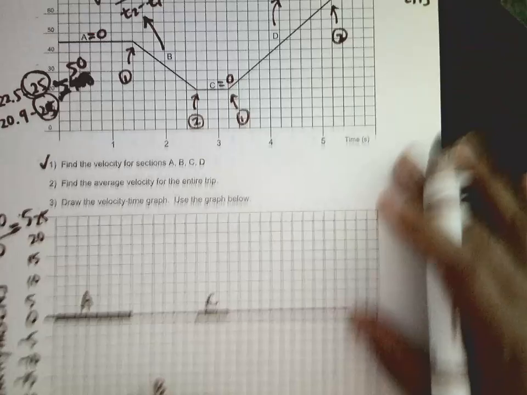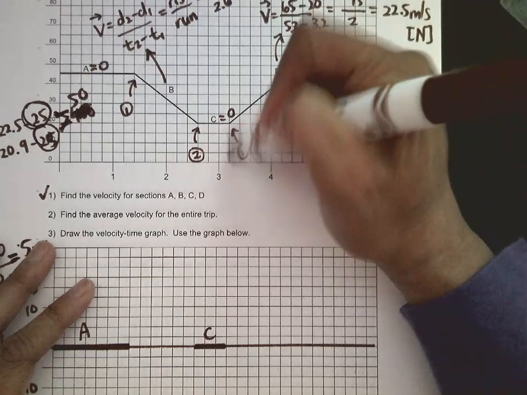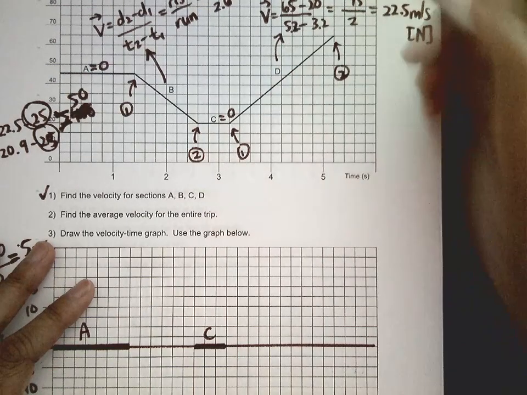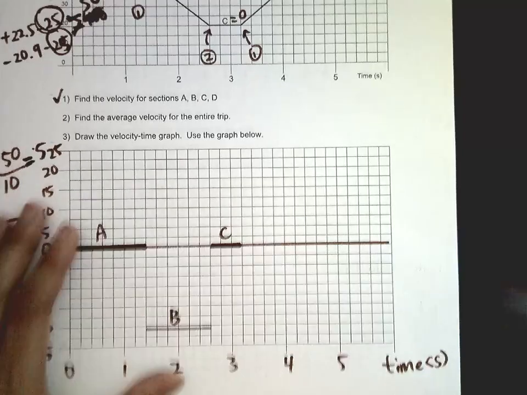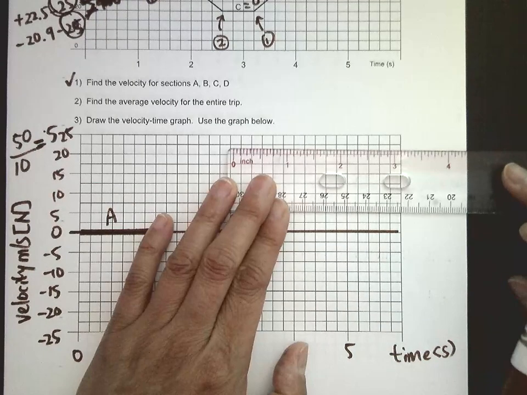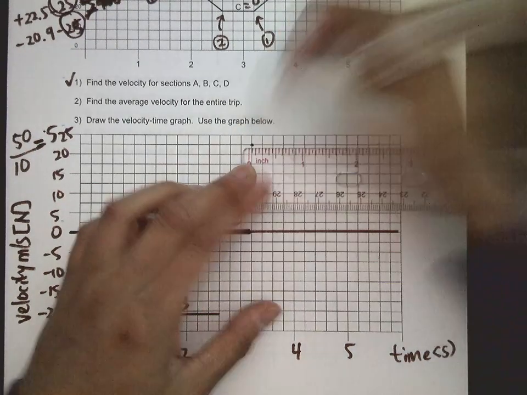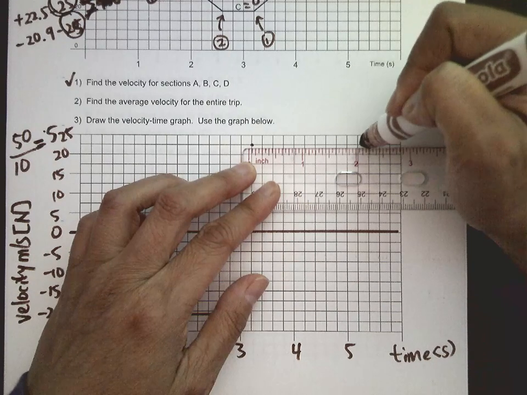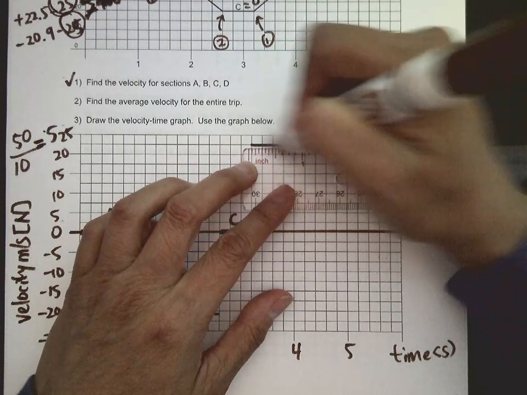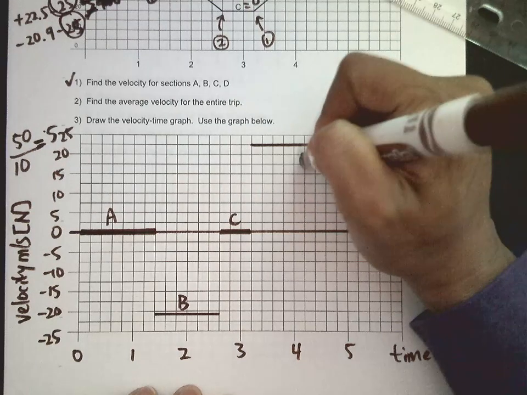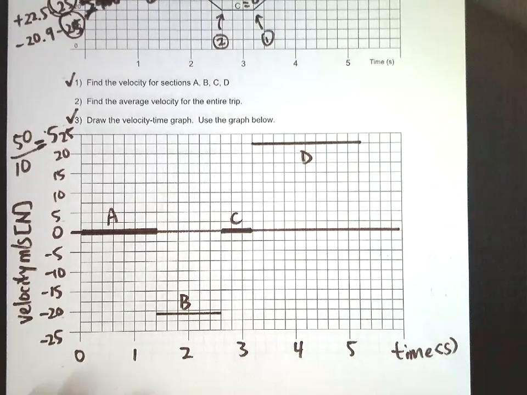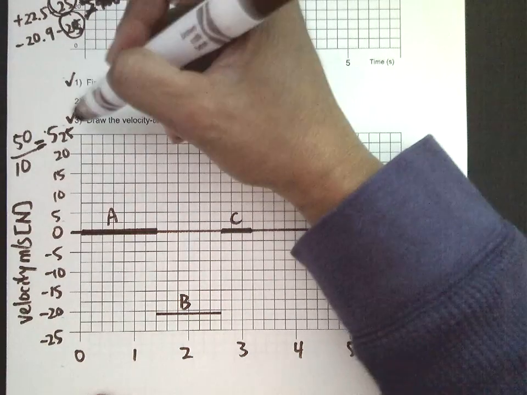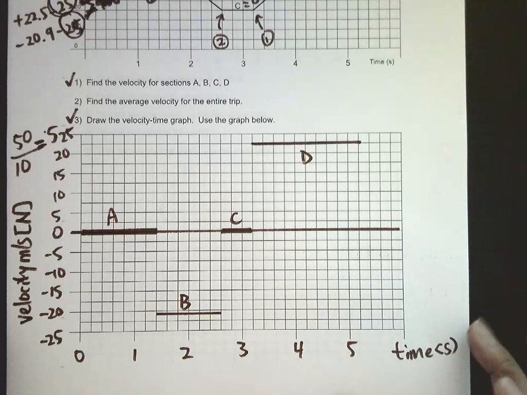D, last one. All right, we have the time as 3.2 going to 5.2, and then the slope is 22.5. So let's draw that. 22.5 is over here, and I'm going to 5.2, which is over there, and there is section D. And I'm done. Perfect. Okay, so we've done question 1 and question 3. Don't forget to label your axes, and there you go.